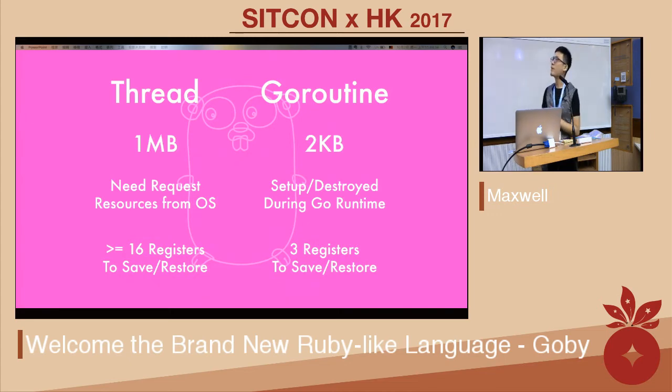So now let's recap the difference between them. Threads start with 1 megabyte, while a Go routine only starts with 2 kilobytes. A thread needs to interact at the operating system level, whereas a Go routine is just set up or destroyed during the Go program runtime. And the third one is the switching cost. A thread must save or restore the memory of 16 registers and more, but a Go routine just simulates these registers and only needs to deal with 3 registers.